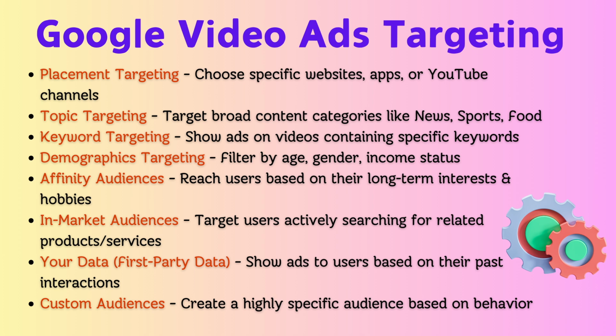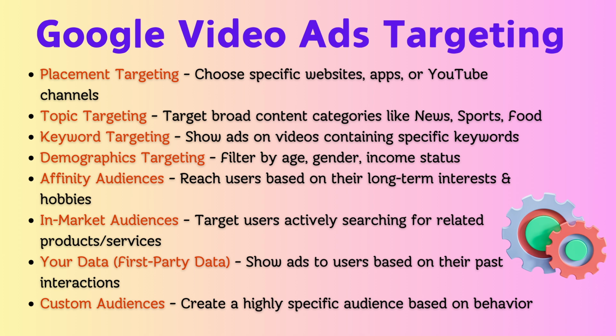Next is demographic targeting. In this, we filter by age, gender, income status, marital status, and many more demographic details. The next targeting is affinity audience. In this, we target users based on their long-term interests, hobbies, what they do, and their lifestyle, what they are interested in. We call it affinity.